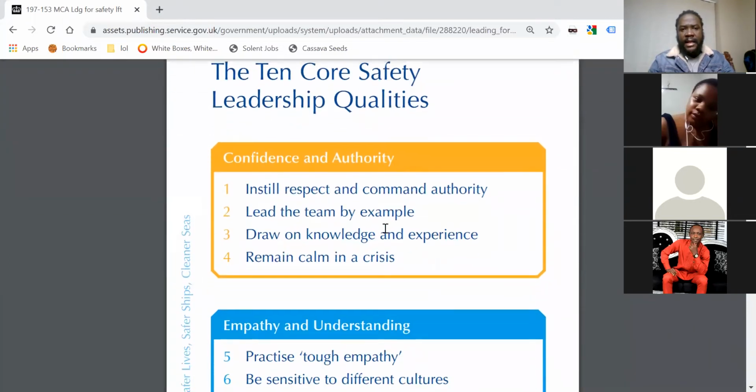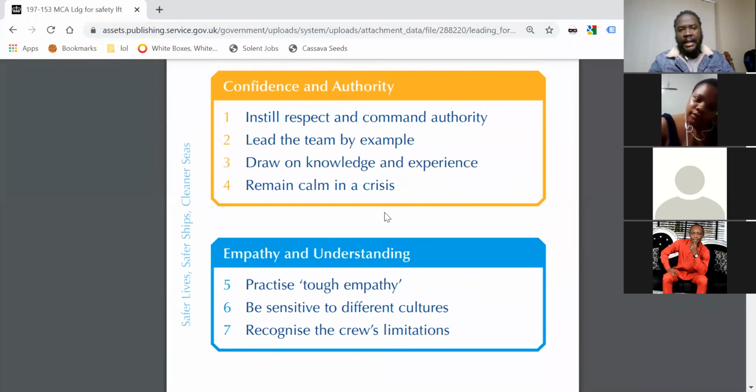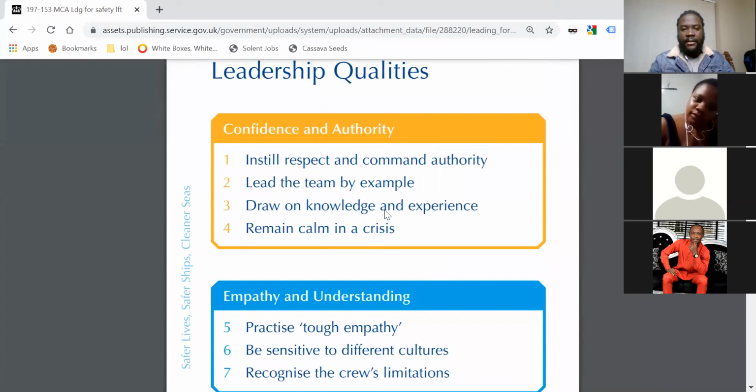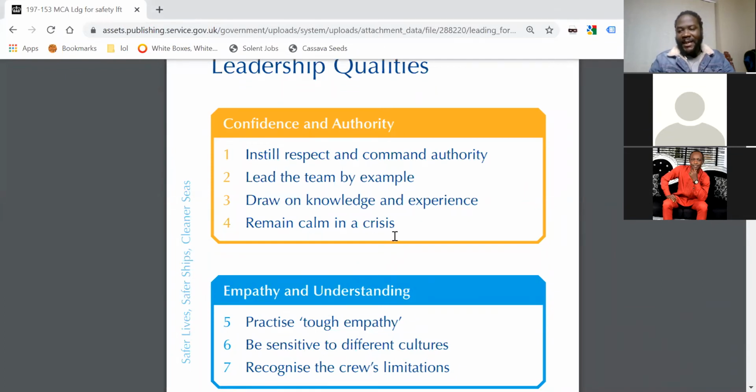So let's go to the first one. Confidence and authority is the first one, and it's broken down into four categories, basically, just to help you to know it. Confidence: instill respect, command authority, lead the team by example, draw on knowledge and experience, remain calm in crisis. The number four is easier said than done. If there's anybody in the class today that has sailed with me, they might be able to say if I'm calm in crisis or not. I will be waiting to see.